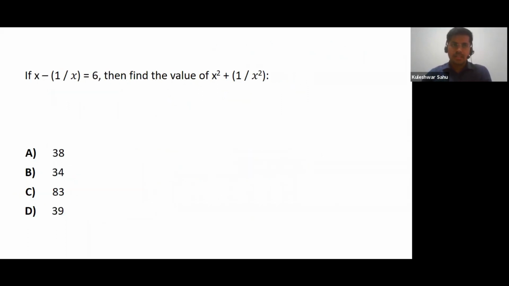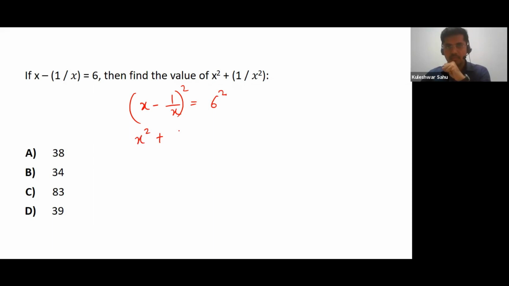The expression says x minus 1 by x is equal to 6. Then find the value of x square plus 1 by x square. Again, we can see that if we square the expression, we are going to end up getting x square plus 1 by x square. So x minus 1 by x is equal to 6. We'll again square both the sides.